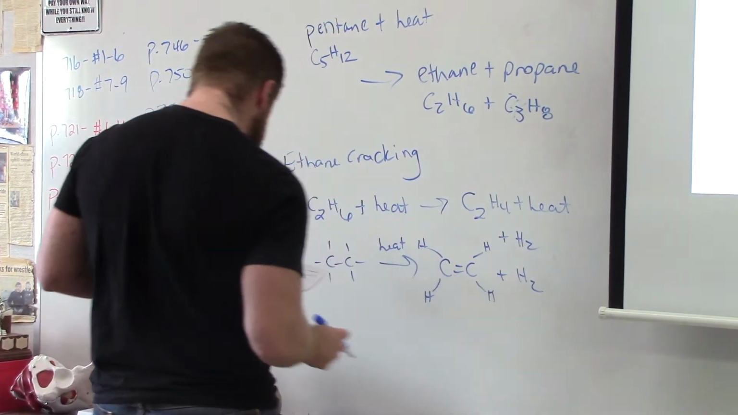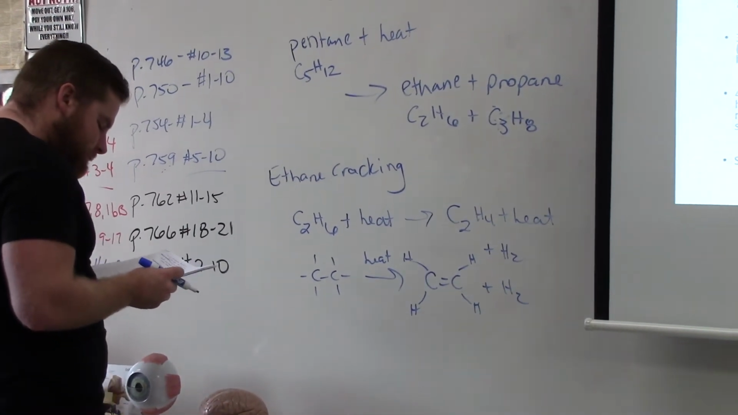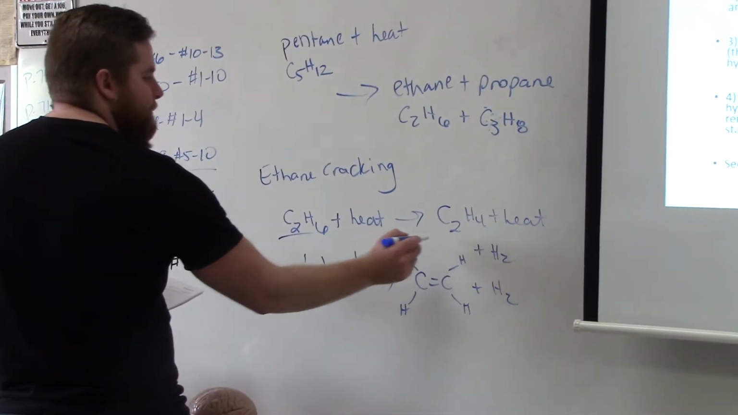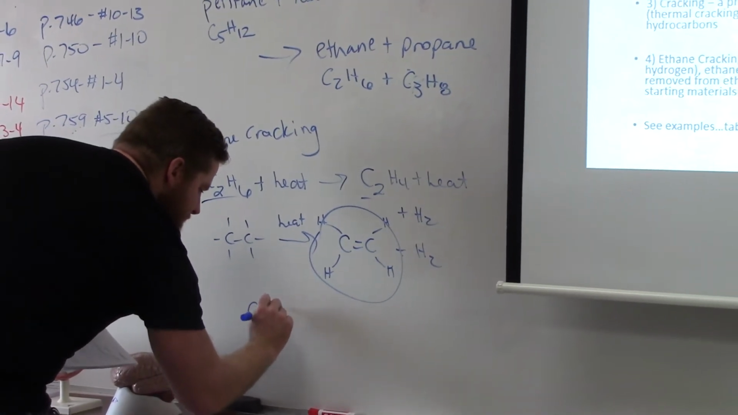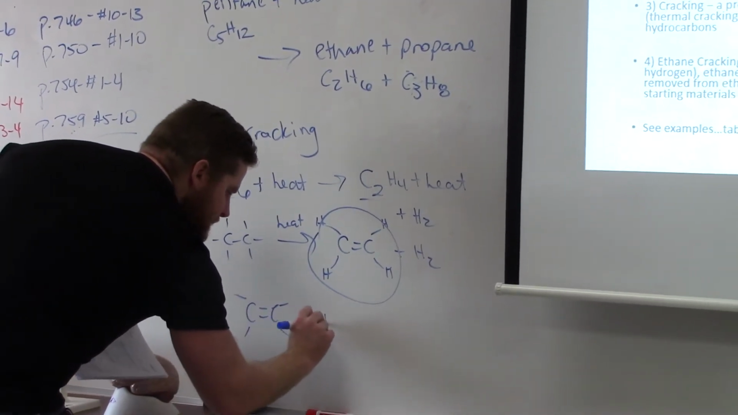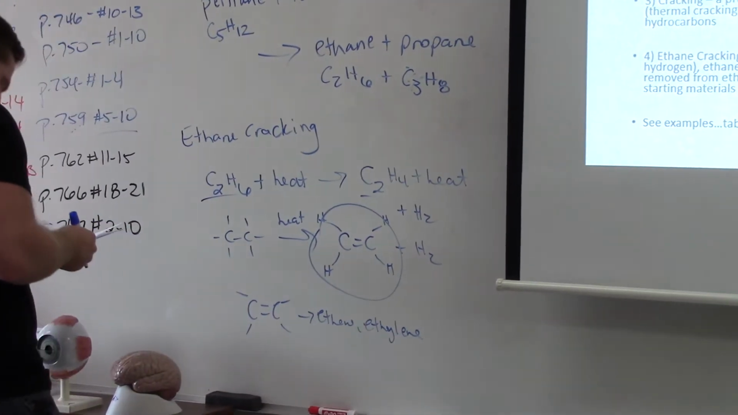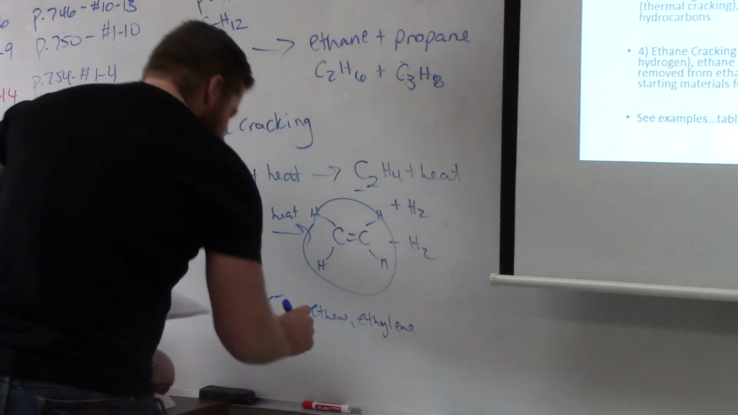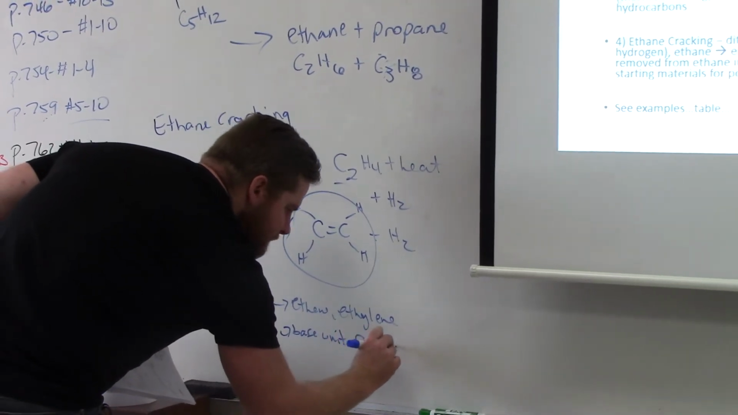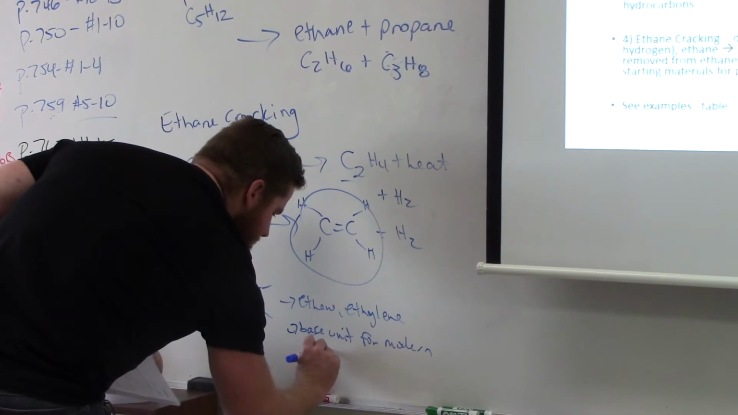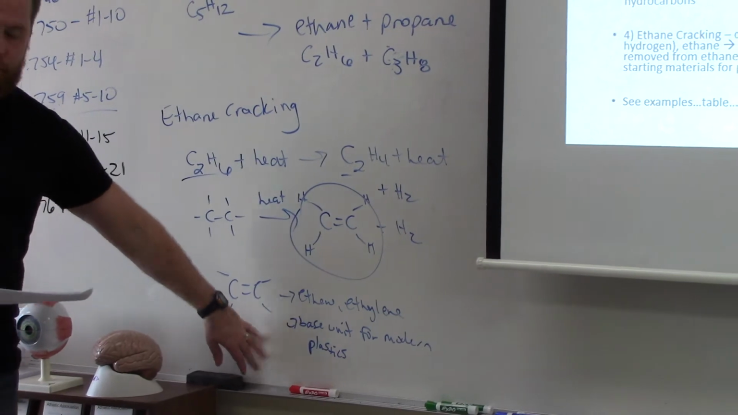Plus H2. Okay. So this is an industrial term to make ethylene. So this is ethene. We also call it ethylene. And it's the base unit for modern plastics. And I'm going to talk about a bunch of different types of plastics that we use. So this comes from natural gas. Okay?